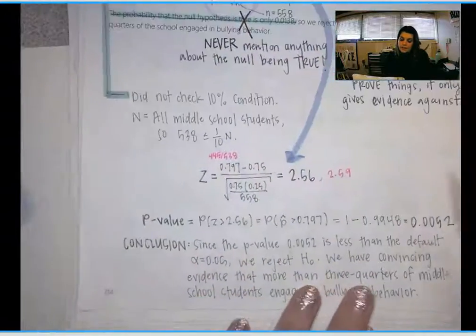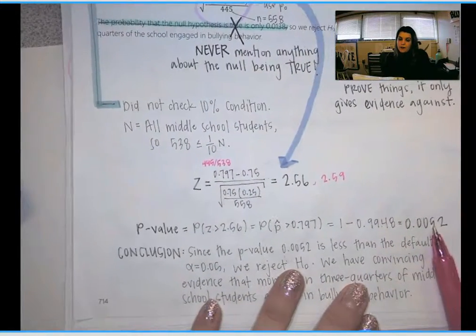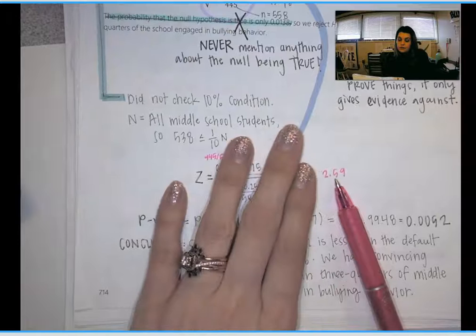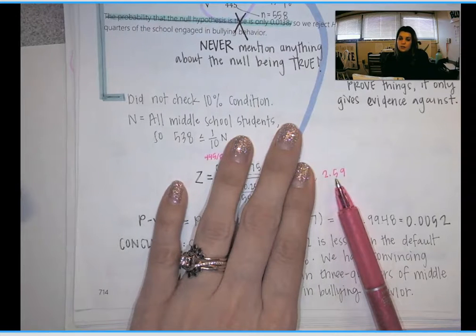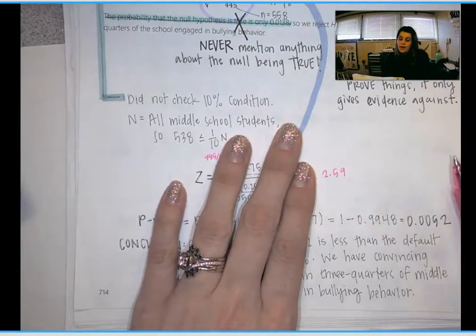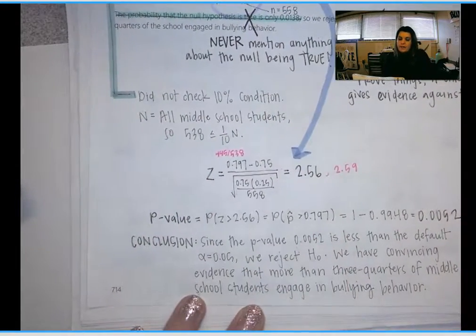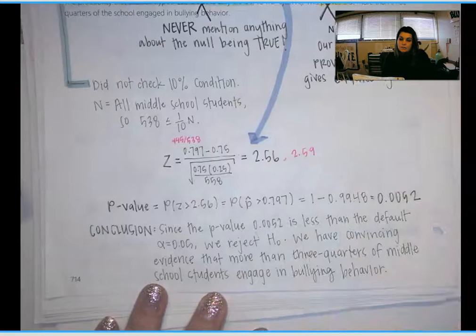The correct p-value is 0.0052. If this was your z-score, then your probability was 0.0048. And then lastly, here's my conclusion. Since the p-value is less than the default alpha, we reject the null. We have convincing evidence that more than 3/4 of middle school students engage in bullying behavior.